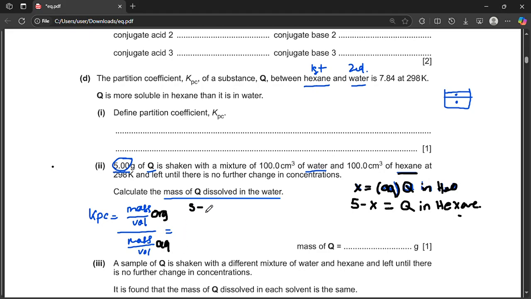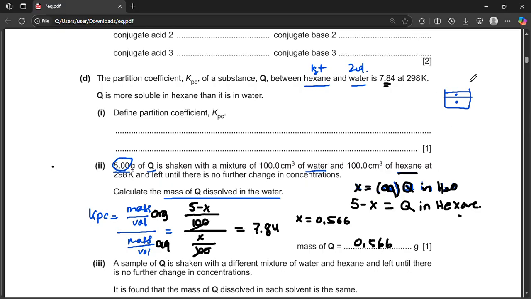You put the mass dissolved in hexane over the volume of hexane used, over the mass of Q dissolved in water over the volume of water used, equals 7.84, which is given to us anyways. And now you can solve for X and you'll end up with a value of 0.566, and this would be your answer.